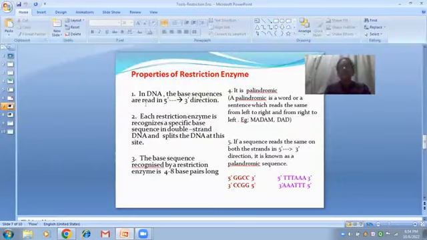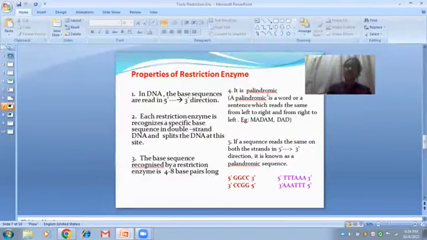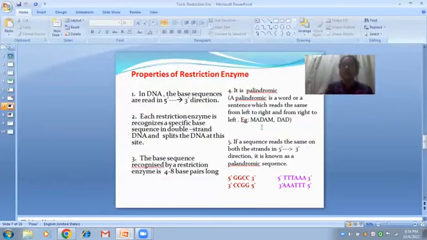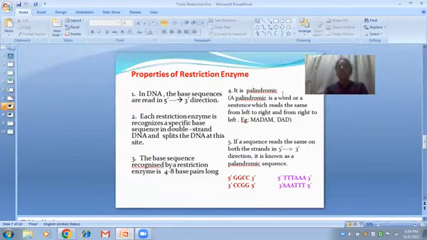The cutting site of the restriction enzyme is a very short fragment. So it is always a palindromic type of sequence. Means we can read these nitrogen bases the same in both directions, from the left side or from the right side. For example, madam reads MADAM, and from the right side also MADAM. This arrangement is known as a palindromic type of arrangement of nitrogen bases.